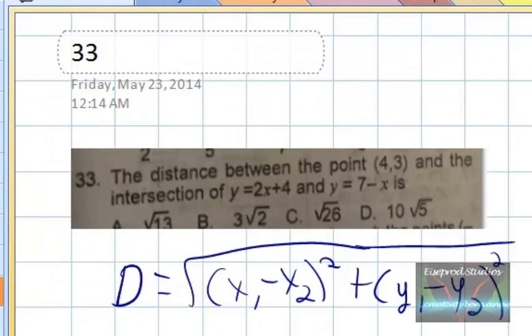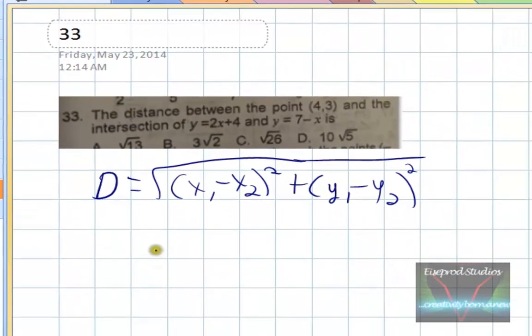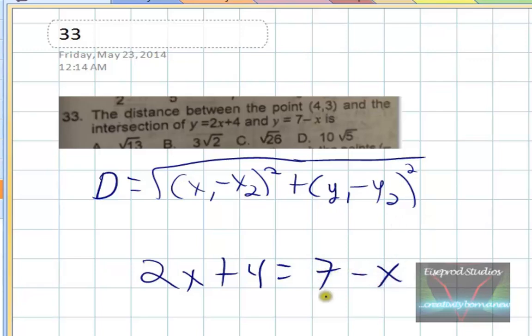Question 33 asks us to find the distance between the point 4, 3 and the intersection of these 2 lines, where one of them is y equals 2x plus 4, and the other one is y equals 7 minus x. So first we need to find the intersection of these 2 lines. And to do that, we simply make them equal to each other. So 2x plus 4 is equal to 7 minus x. And so this will tell us when they intersect.